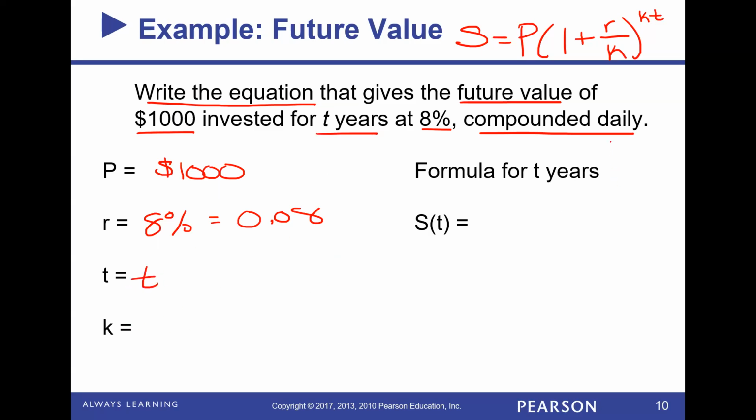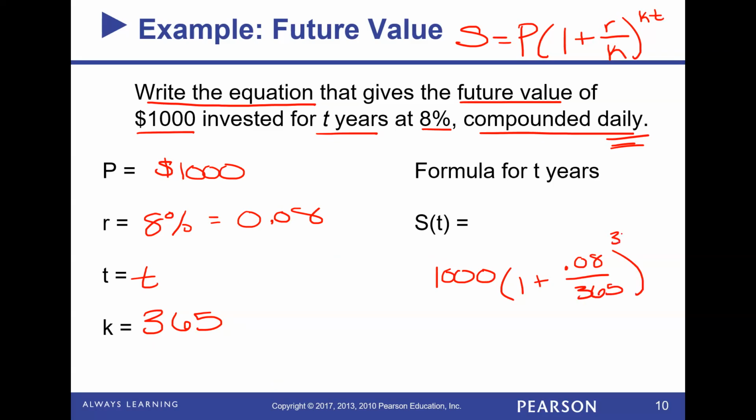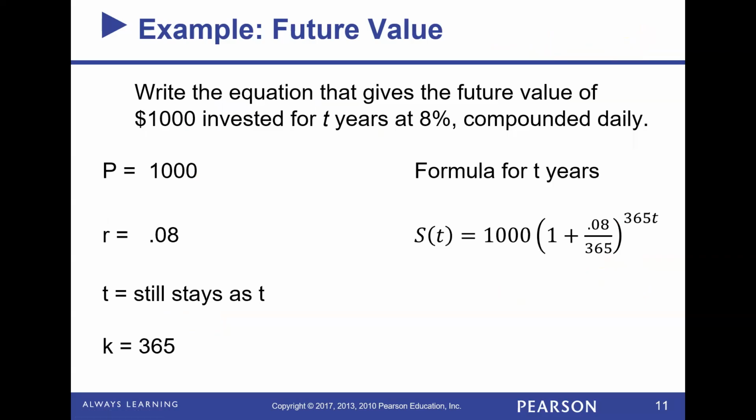And K is daily. Now, daily, how many days are in a year? Well, 365 days. This should be, again, a word that we should already recognize as 365, okay? So as I plug into that formula, I'm going to have 1,000 parentheses 1 plus 0.08 divided by 365 to the power of 365t. Now, just so we have this down, when I look at this formula, you'll notice I did not actually add 1 plus 0.08 divided by 365. And there's a reason for that, okay?